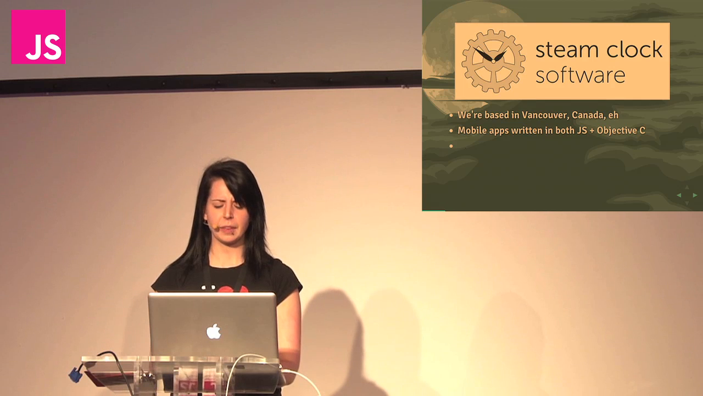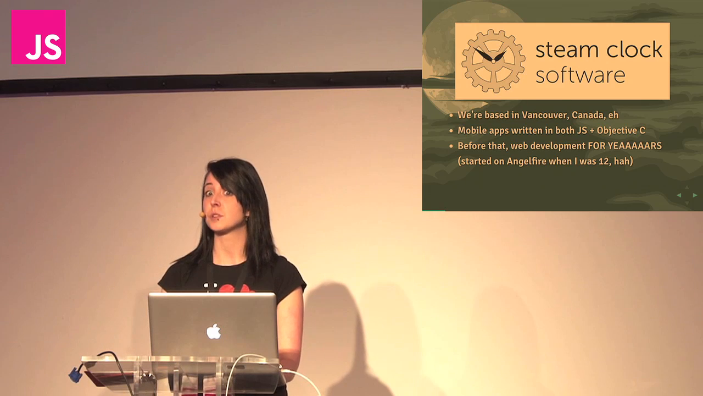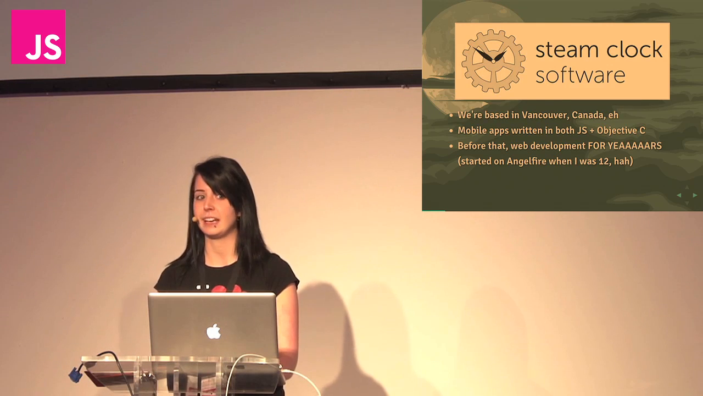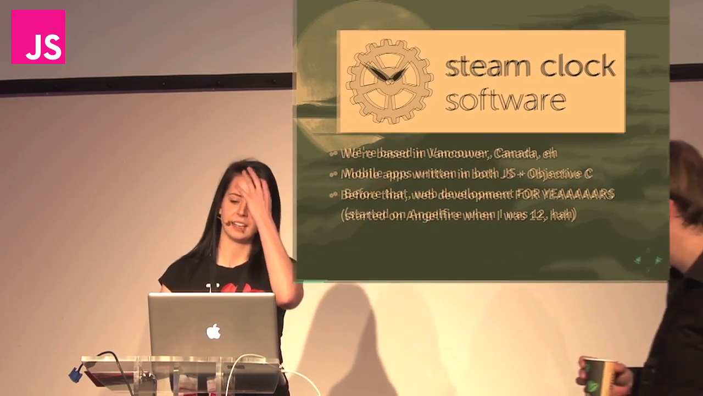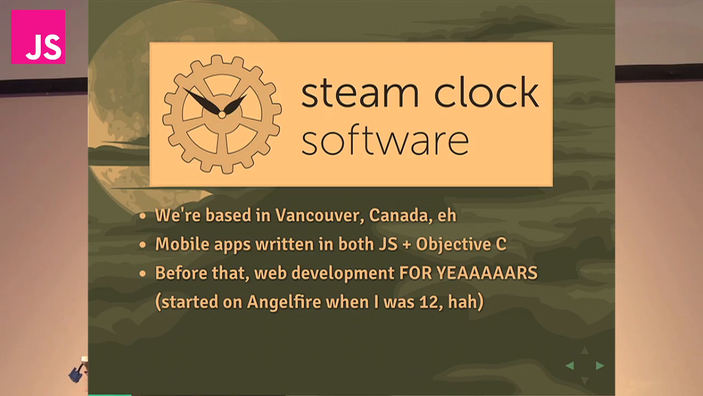And we do mobile apps written in both JavaScript and Objective-C, and very often both. And before that, I worked on web development for years. And I started on AngelFire when I was like 12. My first website had gratuitous use of the blink tag and animated dolphins everywhere. And I thought it was pretty much the coolest thing ever. And I still think this stuff is the coolest stuff ever.